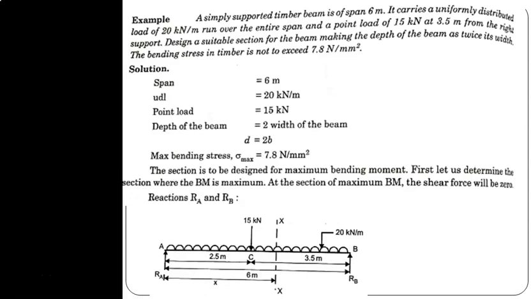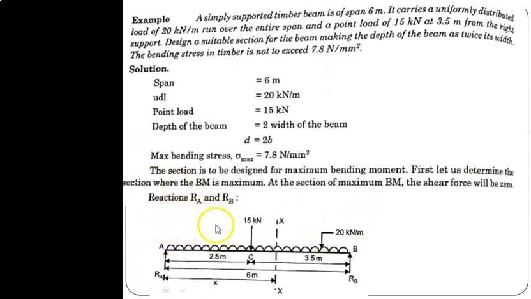Now you see that the span of the beam is 6 meter. The UDL is given as 20 kN per meter. A point load is also given. The depth of the beam is 2 times the width of the beam, D is equal to 2B. Maximum bending stress is also given. So first, our aim is to find where the maximum bending moment is subjected. I think obviously we must find that one first.